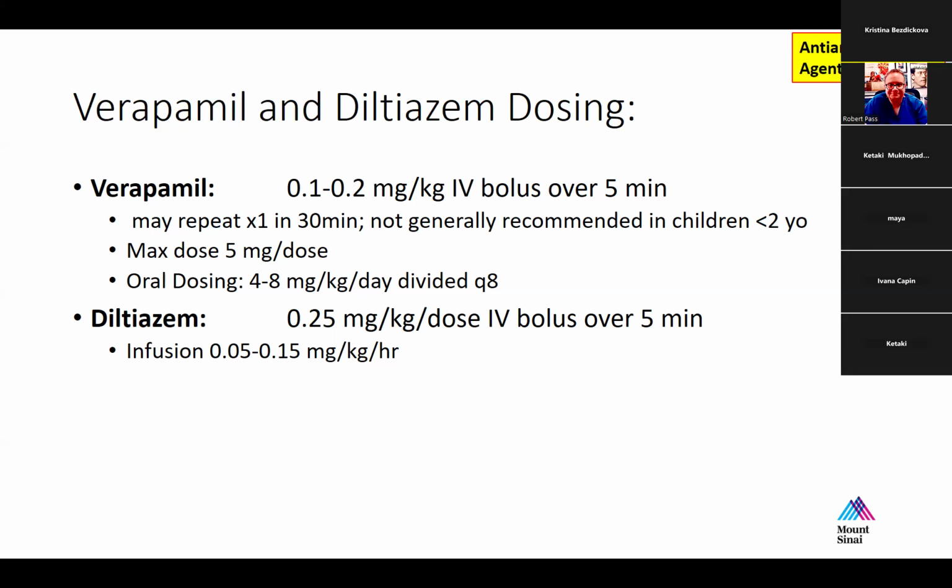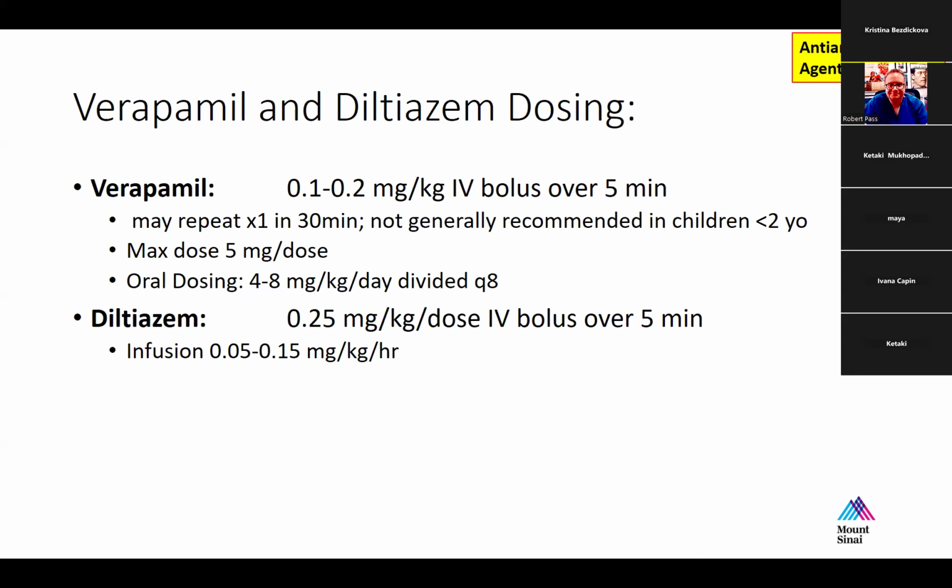Now, in retrospect, probably the reason that happened was at least in part because the dose was given too rapidly. Again, it comes fairly concentrated, and unless you're very, very careful about diluting it adequately so that it can be given slowly enough, it's very, very easy to cause hemodynamic embarrassment with verapamil.